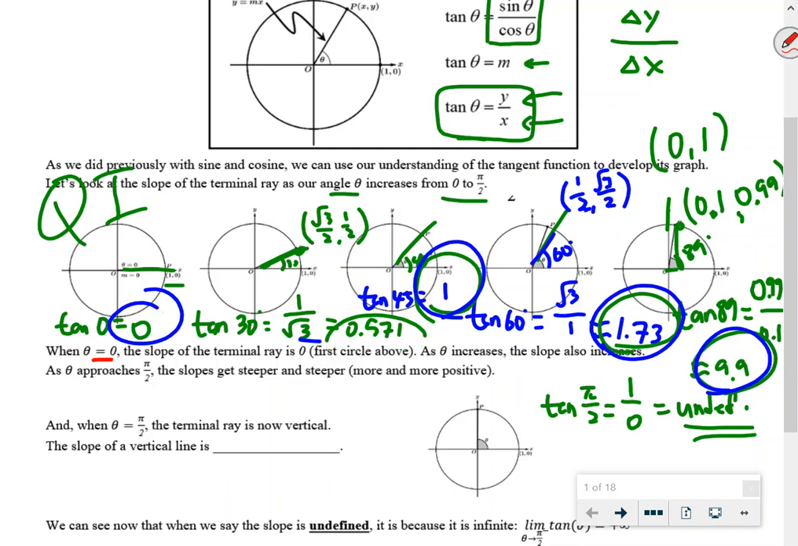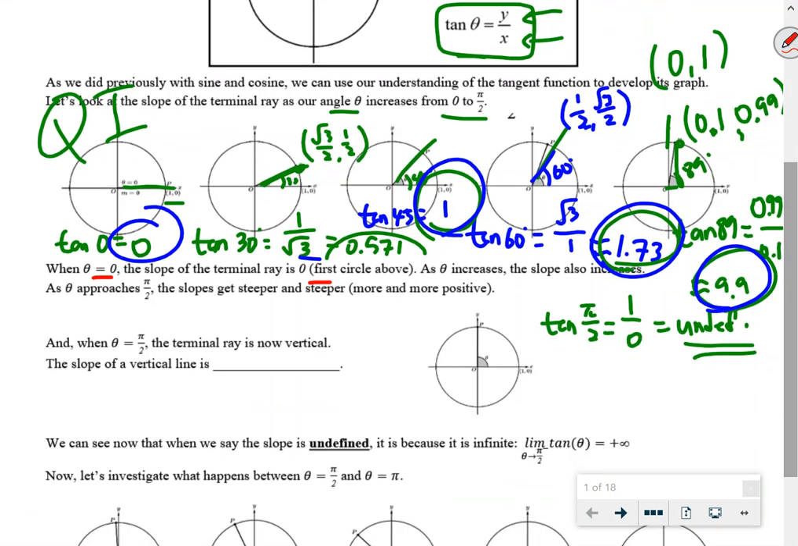When angle theta was at 0, I got 0. But as theta approaches pi over 2, then you're going to see the slope gets steeper and steeper, more positive. When theta is equal to pi over 2, then the slope of a vertical line is undefined.